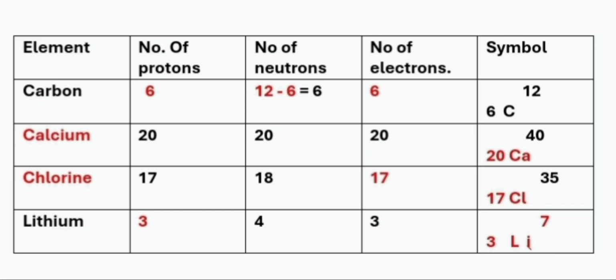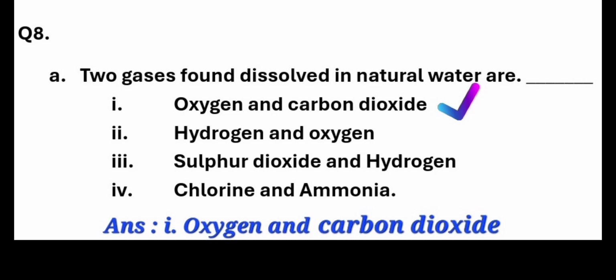But when it comes to the number of neutrons, it is the mass number, which is the superscript, minus the subscript, that is the atomic number. So mass number minus atomic number, 12 minus 6 is 6. For the rest of the rows, you can calculate it likewise. So for the second row, the last part will be 20Ca40. For the third row, it will be number of electrons 17 and the symbol is 17Cl35. At the final row, it will be number of protons 3 and the last one is the symbol where we have lithium, that is 3Li7.